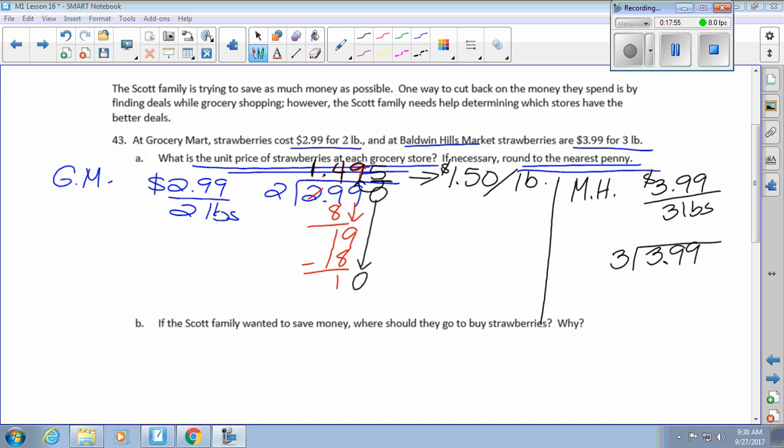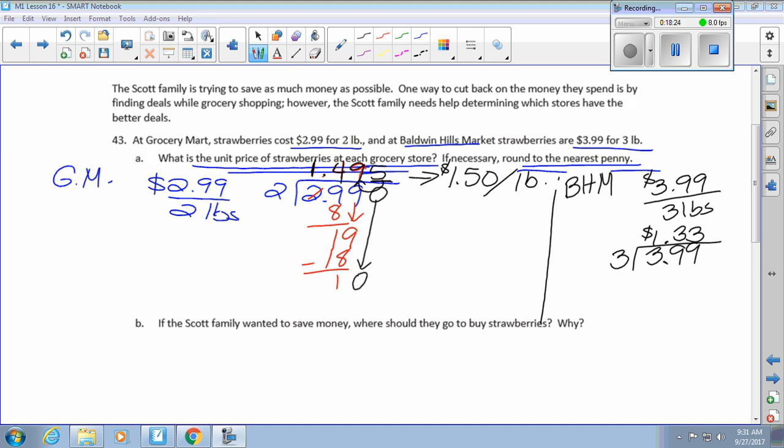So 3 goes into 3 one time. Bring up your decimal point. 3 goes into 9, how many times? 3, and then again another 3. So we just figured out that it costs how much per pound at Baldwin Hills Market. Oh, I should put Baldwin Hills Market. Let me just erase this and write that correctly. Baldwin Hills Market.